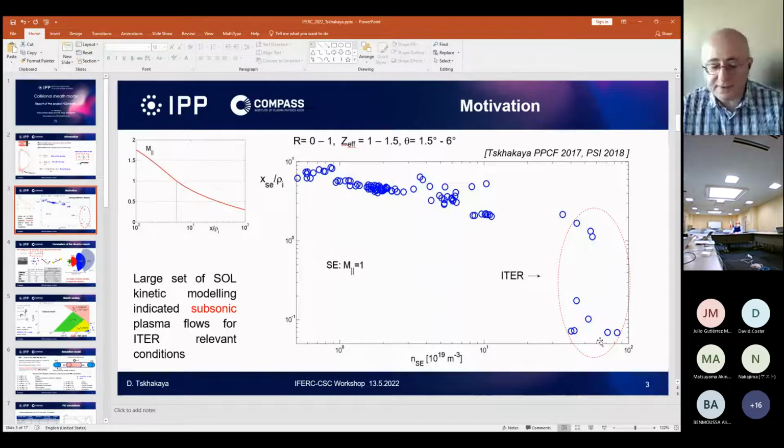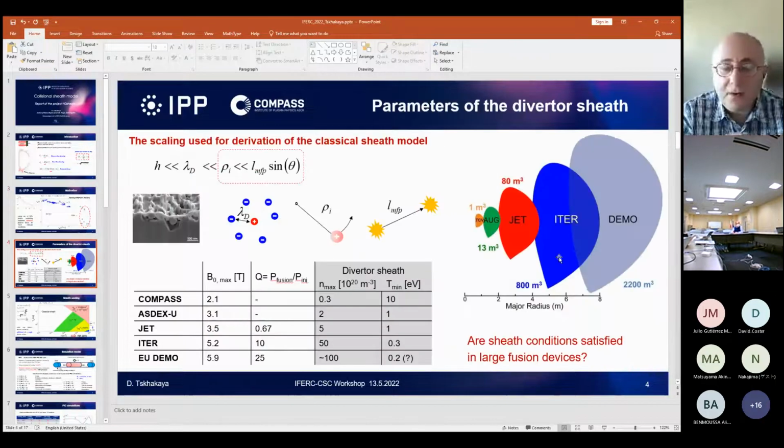And we find out that this model doesn't work anymore, because in most cases Mach number equal 1 is never satisfied, or it was satisfied very near to the wall, so well below what was predicted by the classical model. So there was a problem. So why?